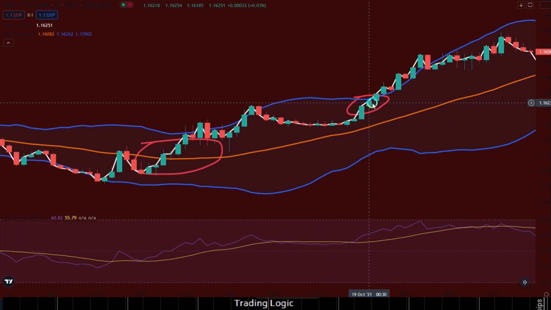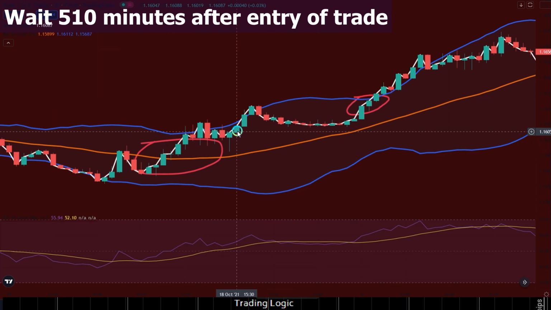Now, let's see. The buy exit strategy is really simple. We have 3 rules. The first rule is that after the entry of the trade, you have to wait 510 minutes after the entry, and before that time, you can't even search for the exit rule to be fulfilled.